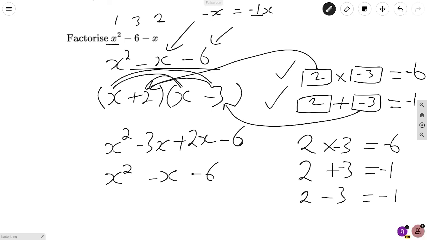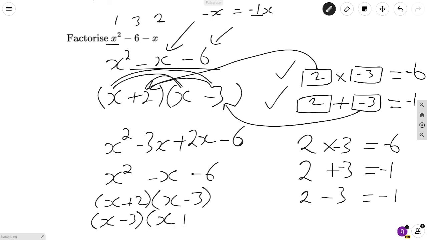So that works. So our final answer is x plus 2, x minus 3. And since these two are multiplied together, it doesn't matter which way around they are. An equally valid answer would be x minus 3, x plus 2.